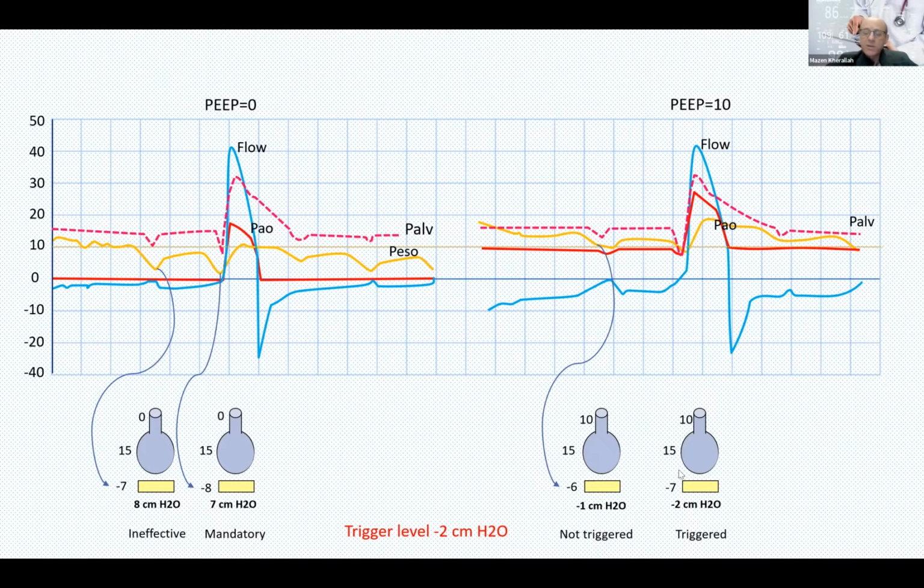So this is a drop in the pressure. And by this drop in the pressure, that caused the alveolar pressure to drop from 15 to minus 7, 8 centimeters of water. What does it mean? If we have 8 centimeters of water here, that means there is a gradient between the airway pressure of 10 and the alveolar pressure of 8. That is a minus 2 centimeters of water that we need to trigger the ventilator. And you can see the ventilator was triggered. And this is the airway pressure for the ventilator.